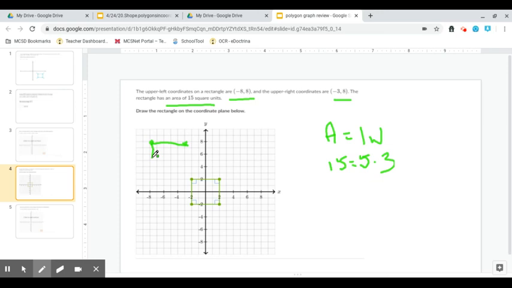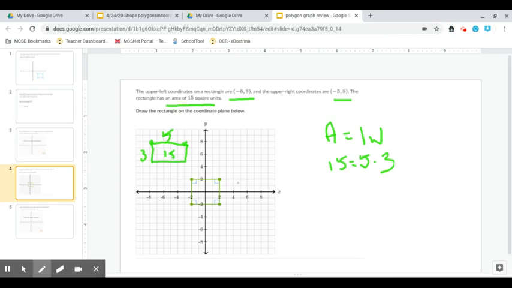1, 2, 3. 1, 2, 3. Connect that across. That is 3. That is 5. And we should have an area of 15. One way to check to make sure is count your squares inside. 1, 2, 3, 4, 5, 6, 7, 8, 9, 10, 11, 12, 13, 14, 15. There's 15 squares inside, so you must have an area of 15.